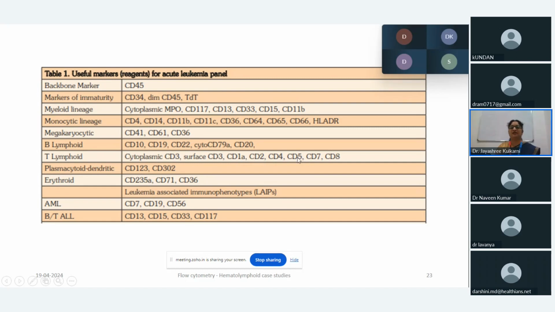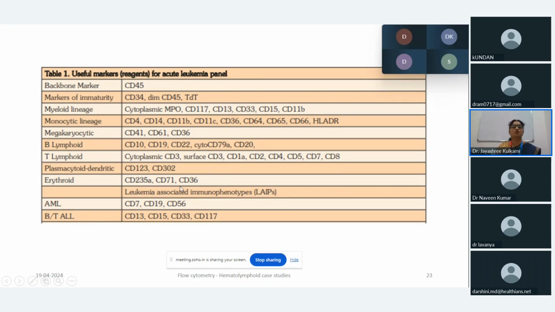See, your CD1 to 9 are your T markers, right? You know that now. CD10 to 20, 22, and then CD79 and CD117 are B and myeloid. So it's in that order actually. Plasmacytoid dendritic cells are your CD123 and CD303. Erythroid series: glycophorin A, CD235A, CD71 and CD36.